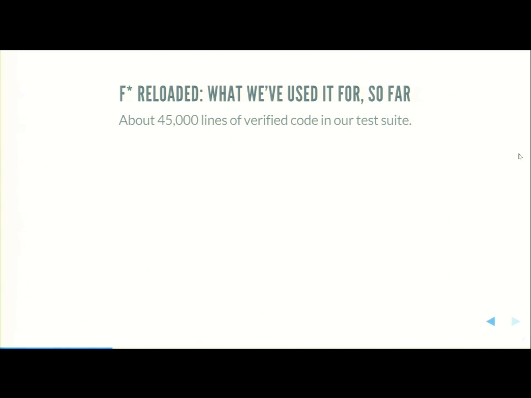What we've used this new version for so far, so we have about 45,000 lines of verified code in F-star. There are a few main applications I'd like to highlight here. One is we use F-star as a proof assistant, and perhaps the largest development we've done so far is to mechanize the meta theory of a subset of F-star, which we call micro F-star, and we've mechanized it in F-star. That's maybe a 6,000 or 7,000 line development of F-star in F-star.